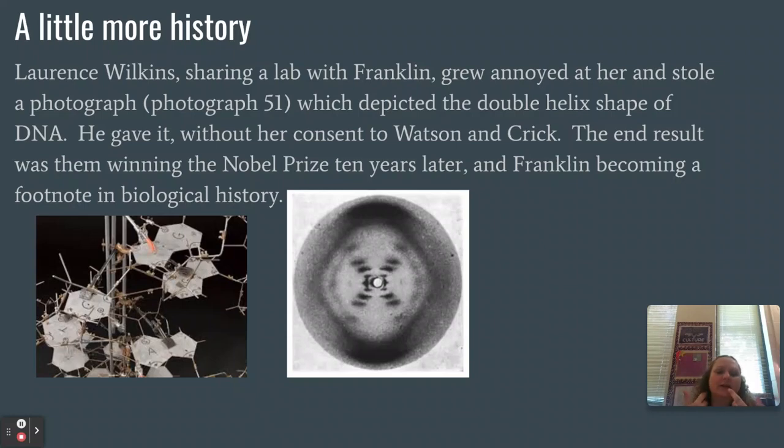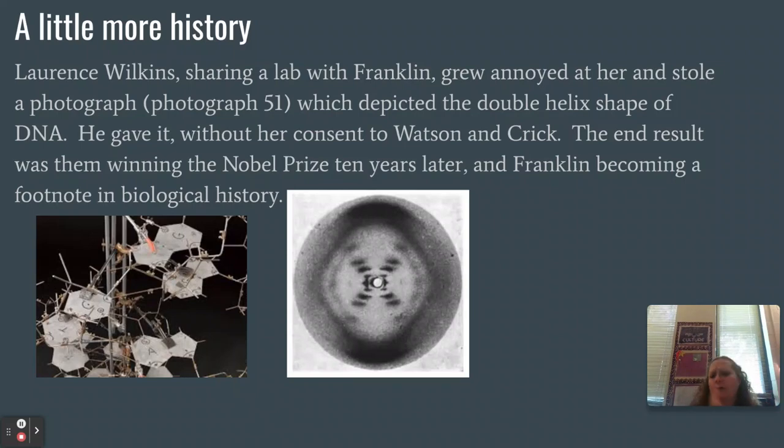Wilkins became very annoyed with her, and he actually steals one of her photographs, photograph 51. It depicts the double helix shape of DNA. He took it without her permission. He gave it to Watson and Crick, and the end result is that they are able to write a paper to be published in Nature discussing the structure of DNA. This photograph tells them what DNA looked like.